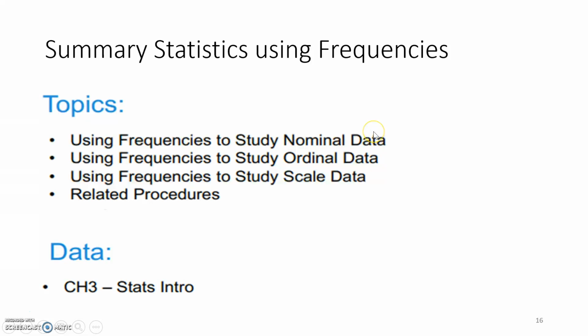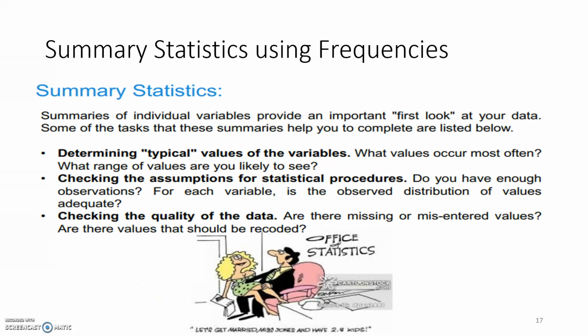Now we look at the summary statistics using frequency. So the topics that we are going to look at are nominal data, ordinal data, frequency of ordinal data, and frequency of scale data. Then we are going to use our data in the data set called stats intro in chapter 3.